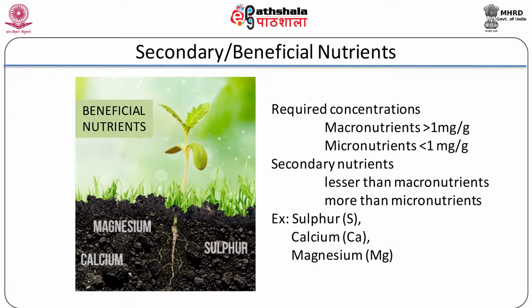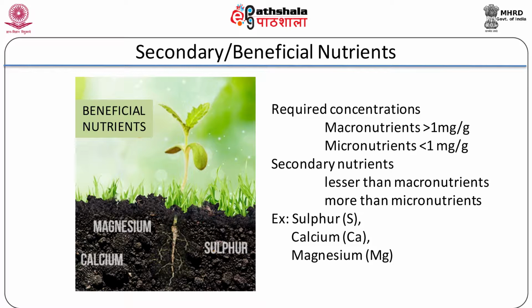These categories are based mainly on requirements by the plant. Concentration of macronutrients required as per dry matter is more than 1 mg per gram and is less than 1 mg per gram for micronutrients. In this context, it is important to note that secondary nutrients are those which are required by plants in lesser quantity than macronutrients and in more quantity than micronutrients. Secondary nutrients include sulfur, calcium, and magnesium. Use and efficiency of macronutrient absorption is dependent on availability of micronutrients.